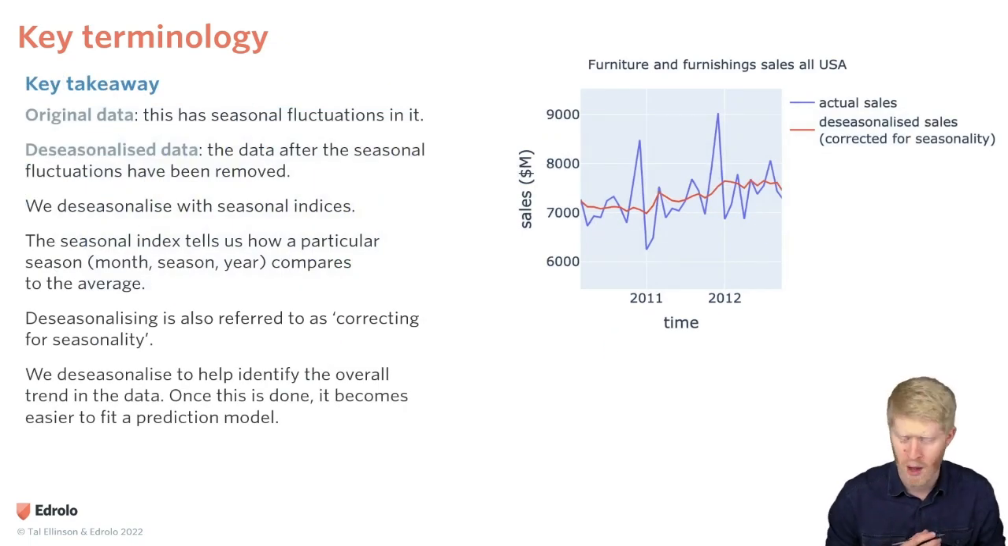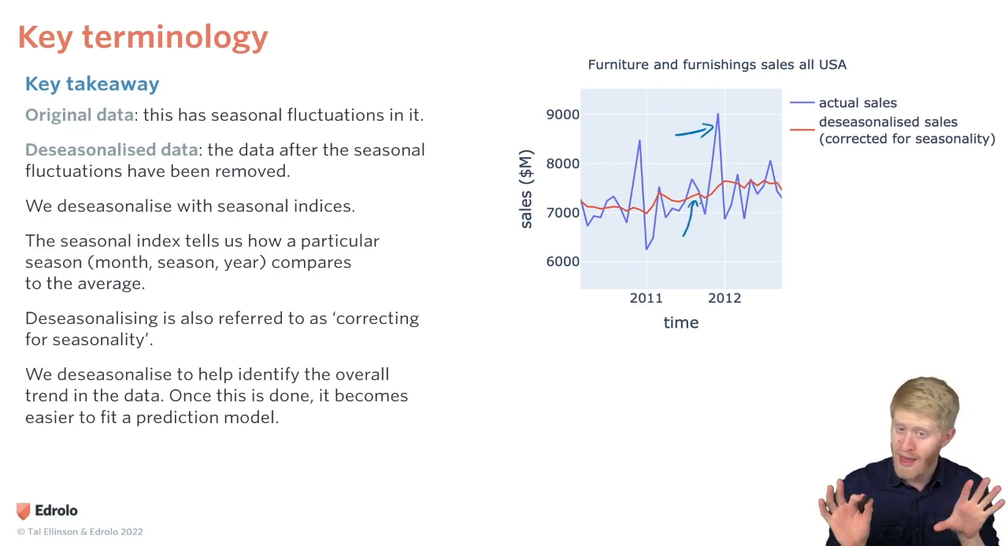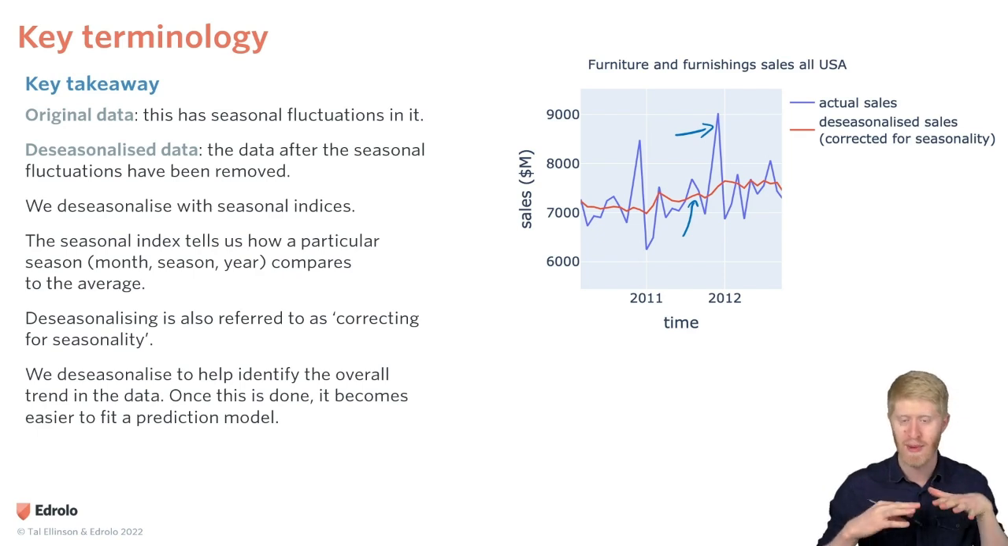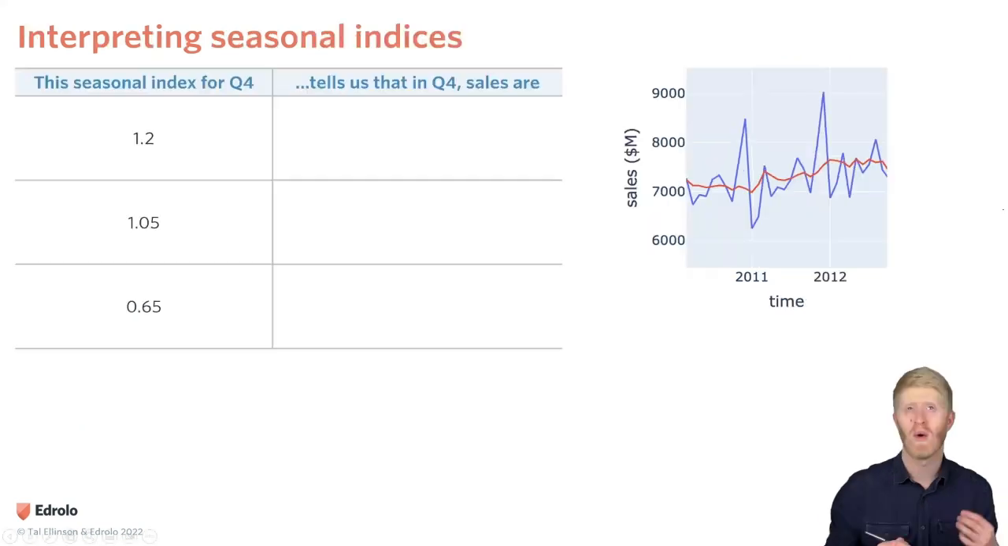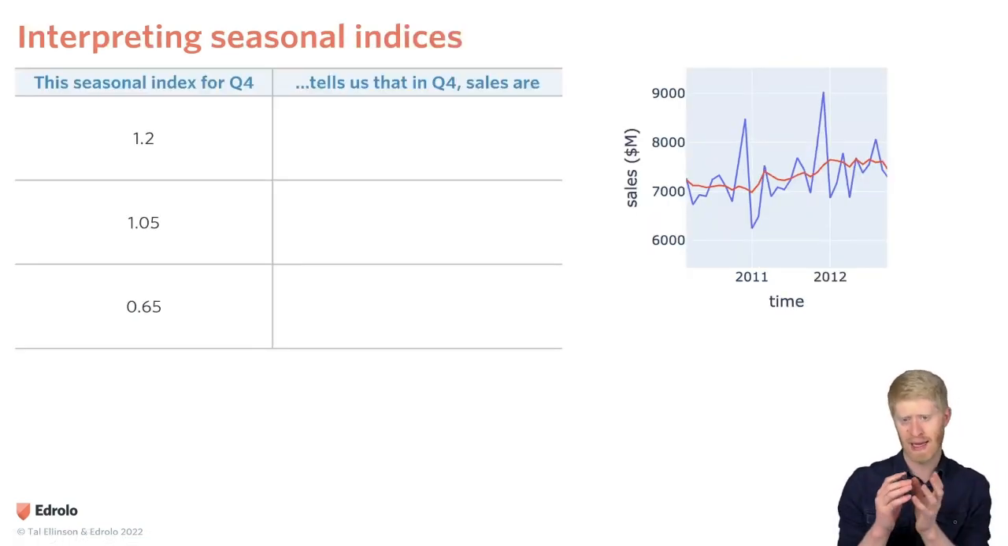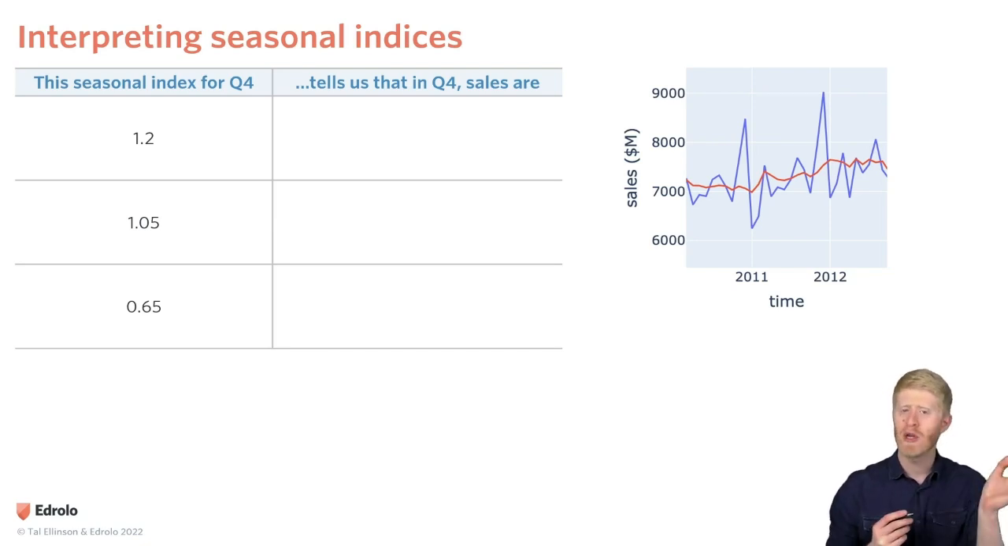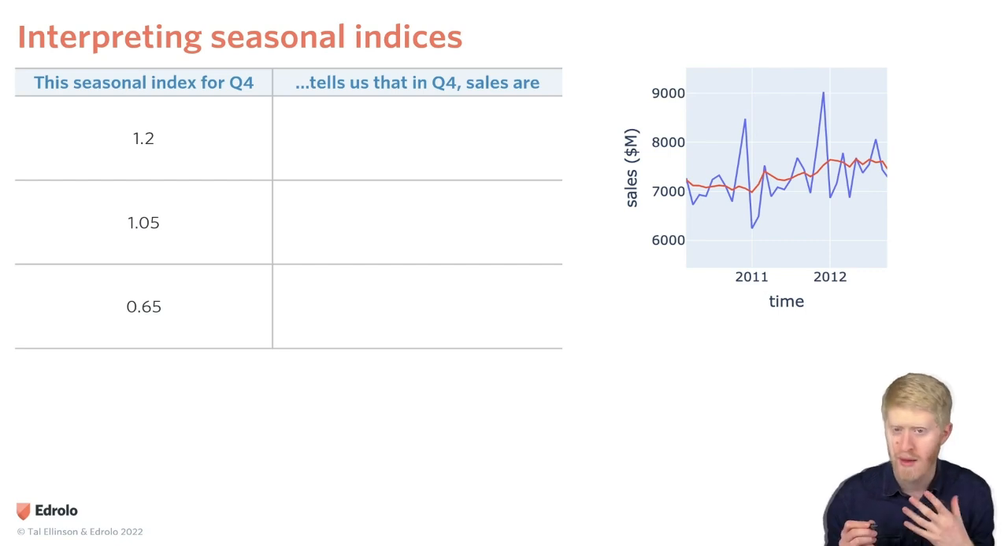So whenever we look at our data, we're going to be talking about two types: the actual data, which is here in blue, and the deseasonalized data, which is not the actual value, but it's the value that's been adjusted to remove that seasonality component. All right, we know the difference between our actual data and our deseasonalized data. The question is, how do we go from one to the other? How is this red line calculated?